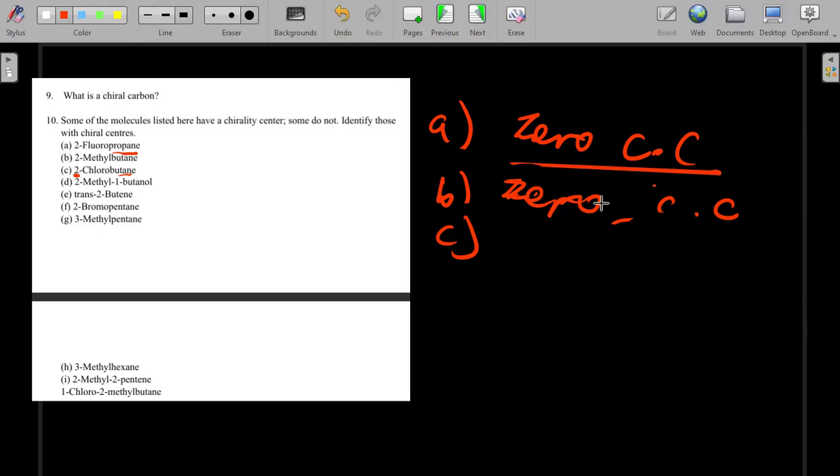So here we have 0 chiral carbon. Okay. So for part C, you can see there carbon number 2 is a chiral carbon. Okay. So let's go to D before I do the last one.